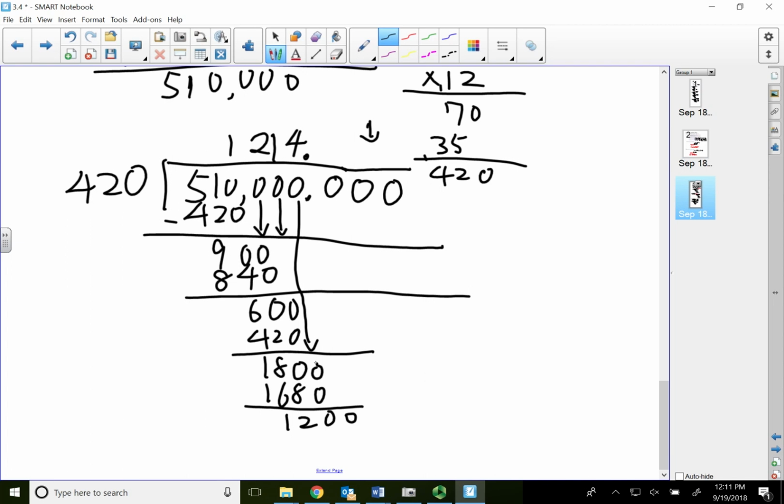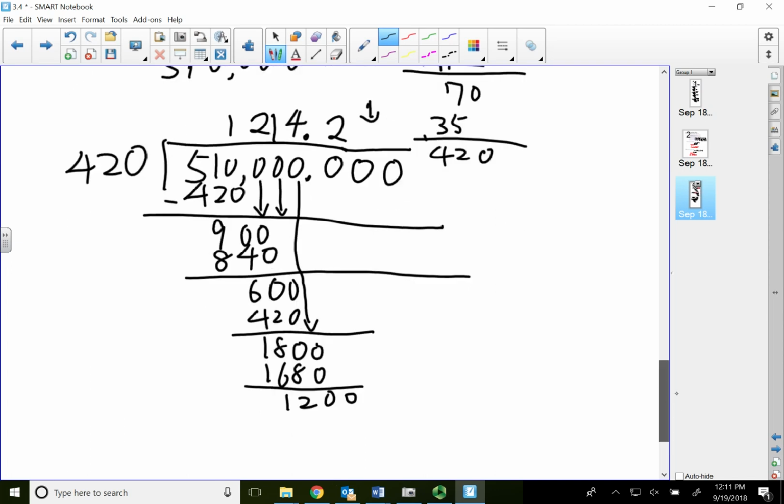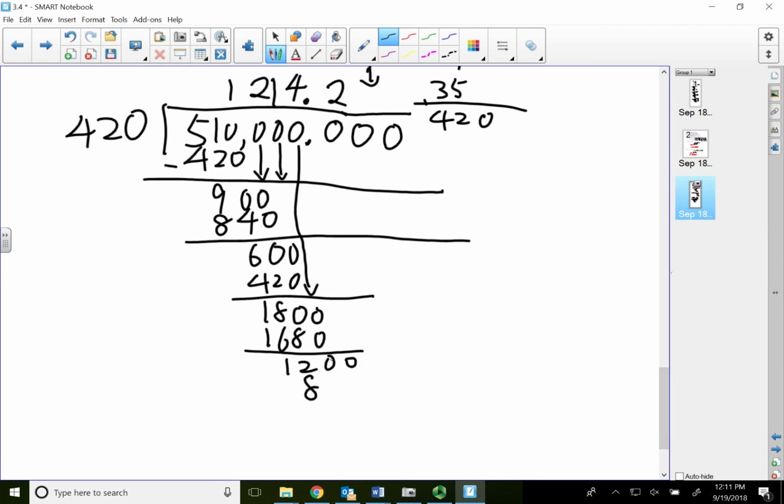So now 1200, check back up here. 4 going into 12 is 3 times, but 3 will be too big. So that's 2 again, which is 840. 2 times 420 is 840. If I subtract that, 11 minus 8 is 3. Bring down the next 0. This is 3,600. 4 going into 36 is exactly 9 times, so I've got to use 8.